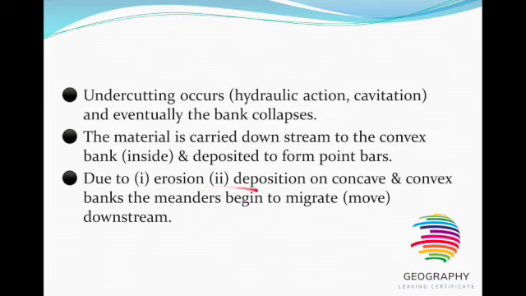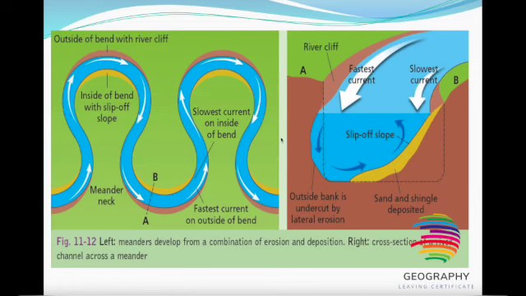So due to erosion and deposition on the concave and the convex banks, the meanders begin to migrate downstream. So very simply, both those processes of erosion and deposition lead to the bending or curving of the river. Eventually, the bends will become so prominent that the river will take the quickest path and may simply cut that off here to create this oxbow lake. But we'll have a look at that in another video.